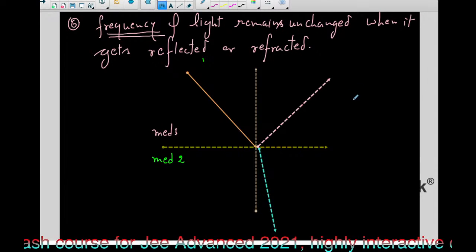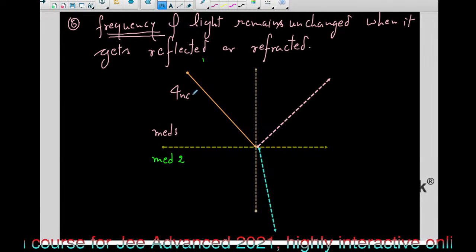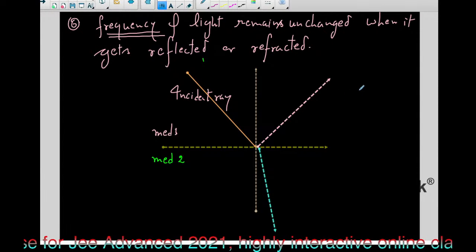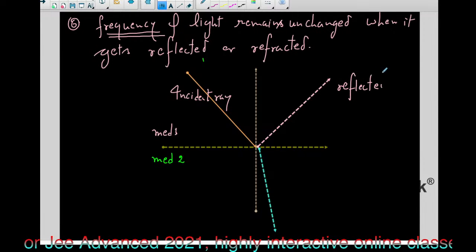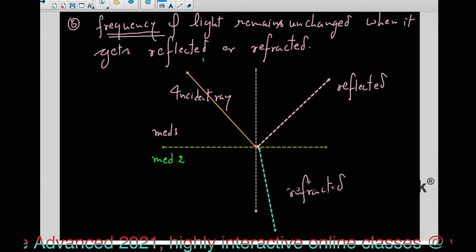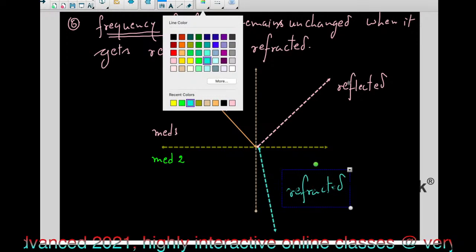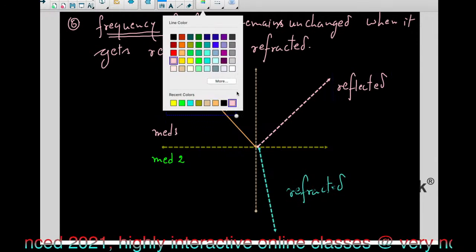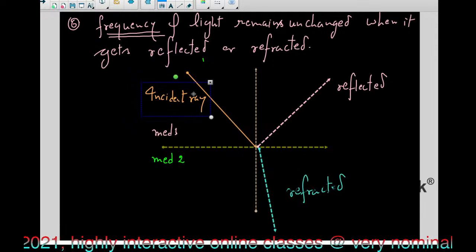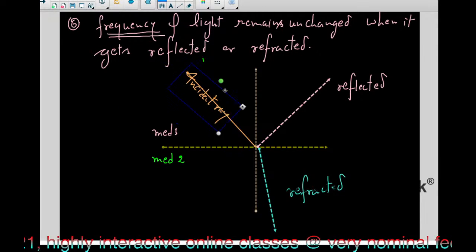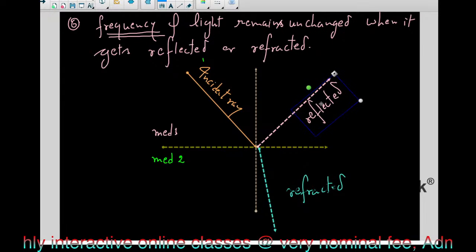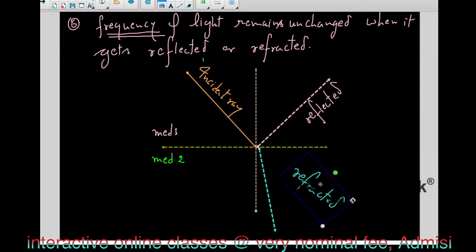So here you can see, let me write, this is the incident ray. And this, you say, is reflected. And this we can say is refracted. This is refracted. And this is what we call reflected, and this is the incident ray. That's what we call the incident ray. And this we say is the reflected ray.